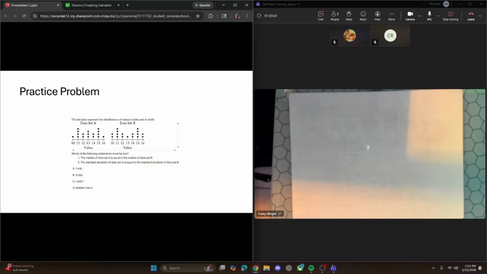Oh no, 2 is false because it says the standard deviations are equal. The standard deviations are not equal because dataset B has a greater spread than dataset A.